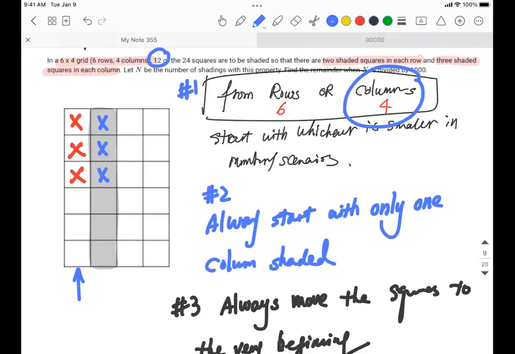Kayla? There's only one way because in columns 1 and 2, there's already 2 in each. Is that right? In the other columns, they have to fill the remaining 3 rows. Exactly. As long as you have such a constraint, trust me, there's only one way for you to arrange the third and the fourth column.